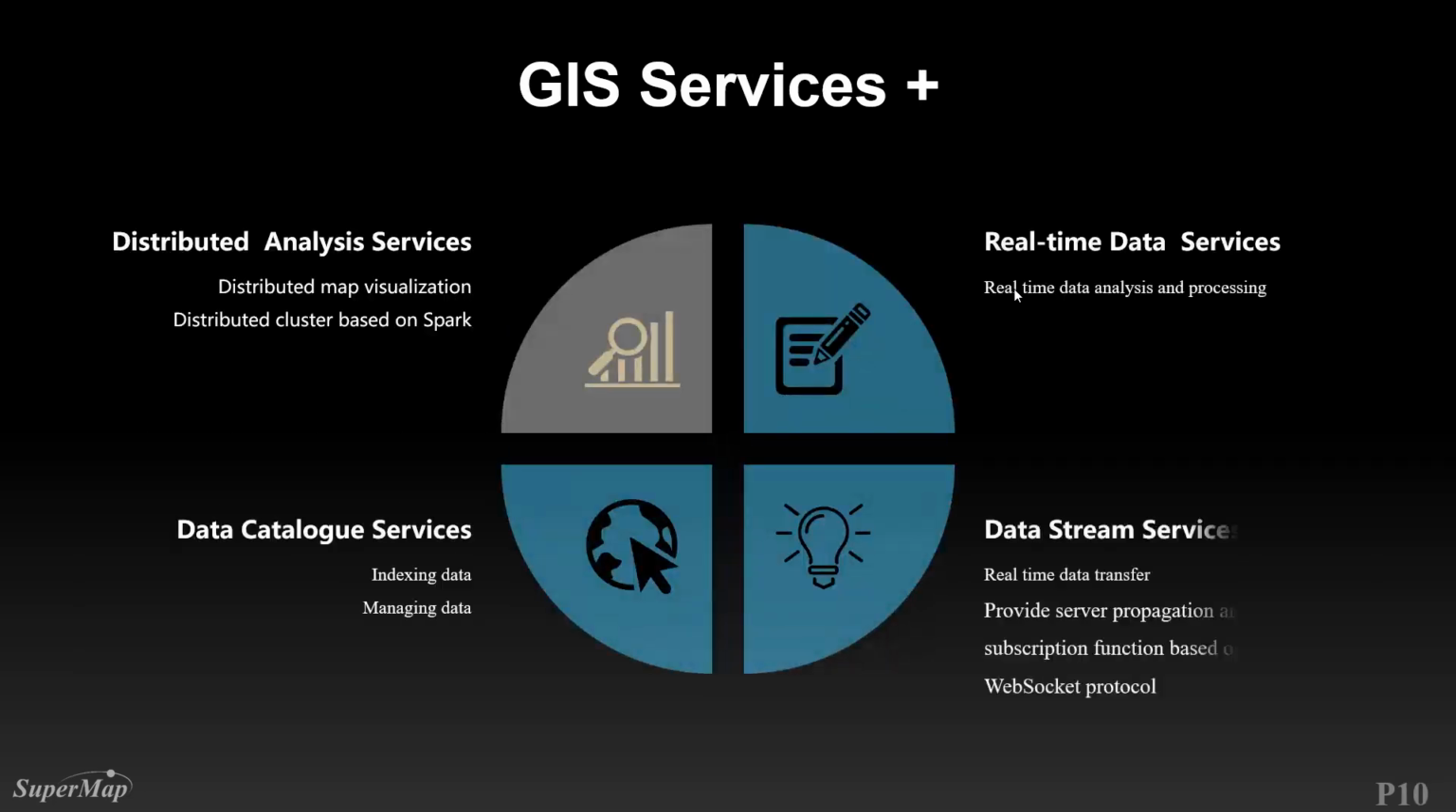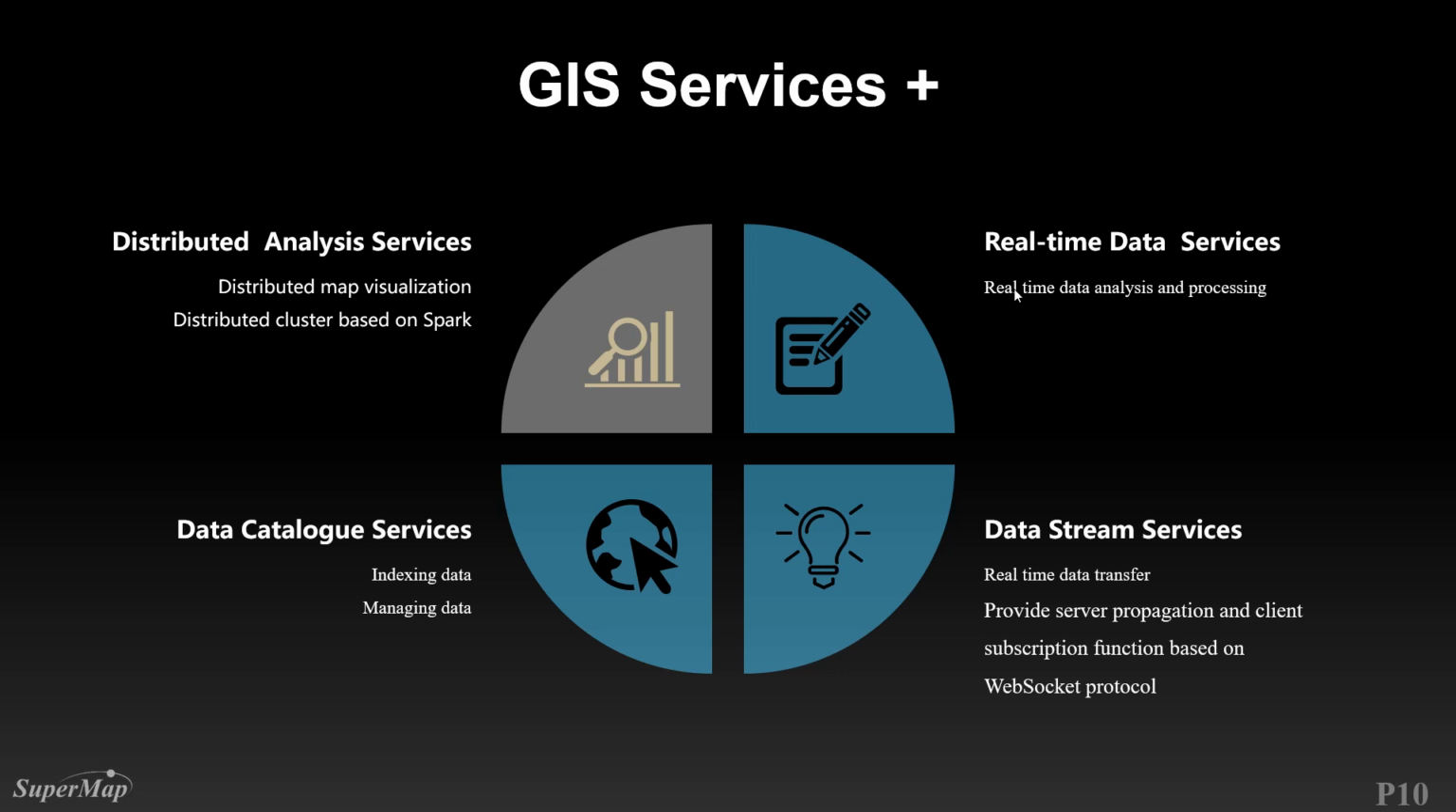As mentioned earlier, SuperMap iServer currently supports big data GIS applications. Now, let us have a look at the supporting services for big data. The supporting services contain the distributed GIS service, data catalog service, real-time data service, and data stream service. Okay, now let's go into details of the four supporting services. The first one is distributed GIS services.